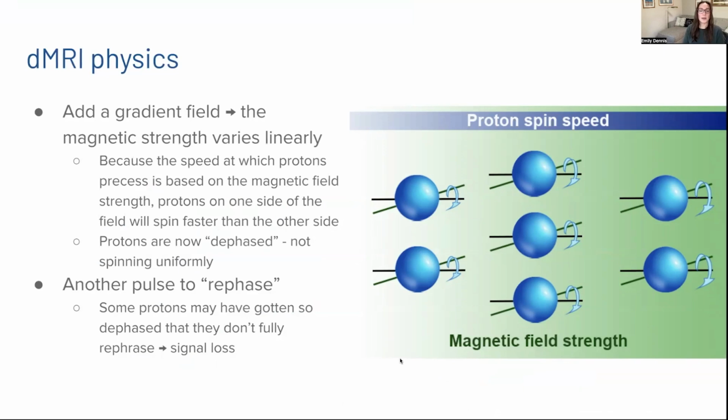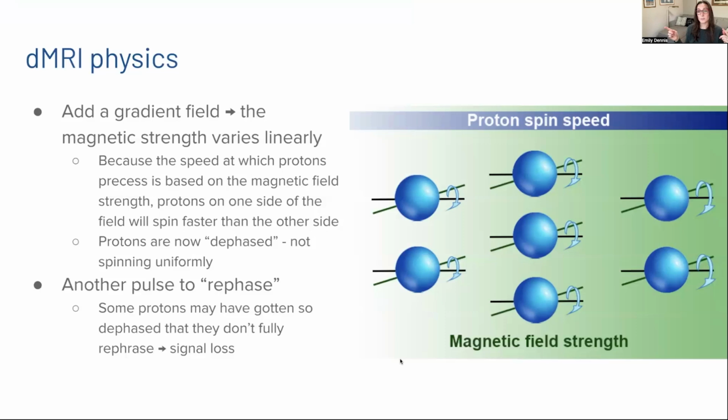With diffusion MRI, we add a gradient magnetic field, meaning we add a magnetic field where the strength of the magnetic field is not constant across the area that's being scanned, so across the brain. This varies linearly, so you have weaker signal on one end and stronger signal on the other. The speed at which these protons precess or spin about their axis is based on the magnetic field strength. So when you have a stronger magnetic field, they're going to spin faster. If you have this varying magnetic field strength across the brain, you're going to have different spin speeds.